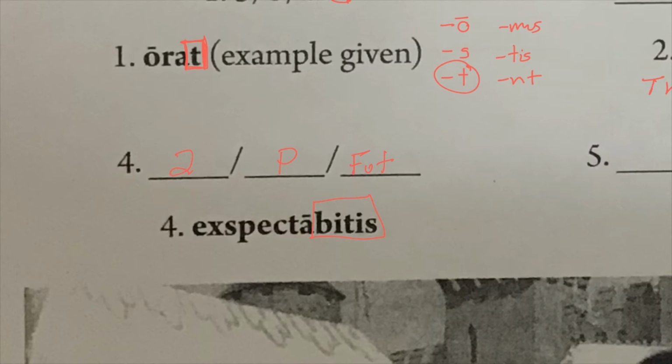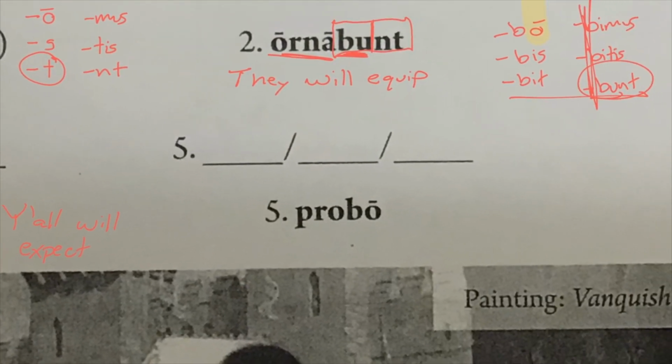Again, if we were to translate it, the tis there means y'all. The bi comes from the be, which means will. And expectare means to expect, so y'all will expect. And finally, number 5, probo.